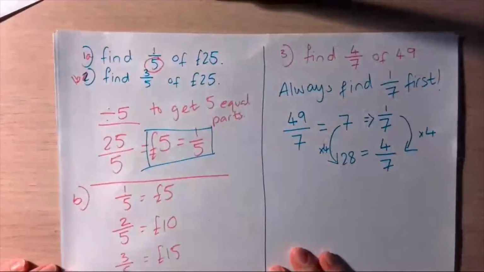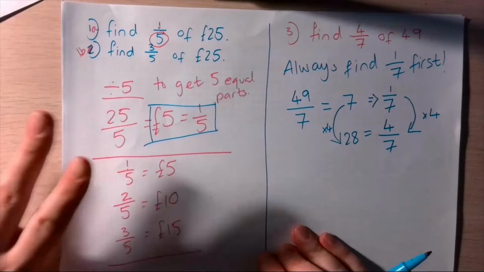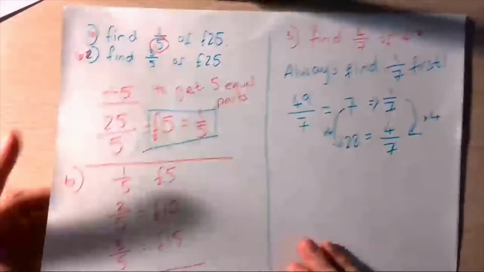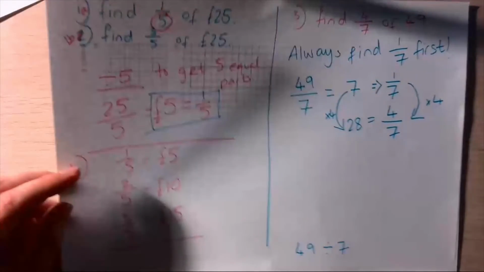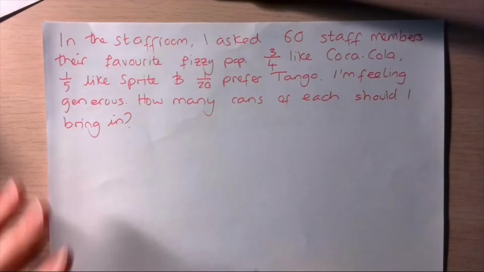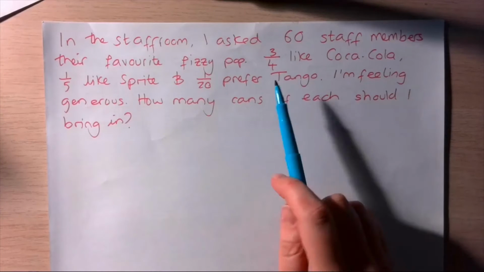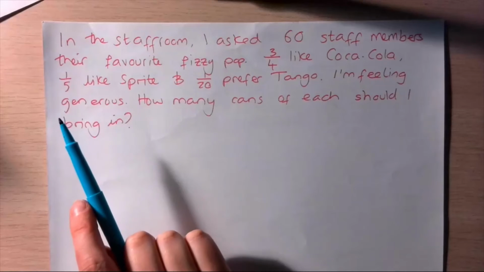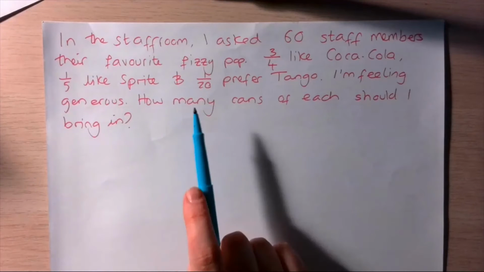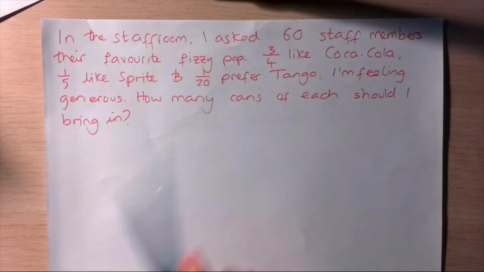Okay, so that's your basic overview of how these work with just numbers. As I go through these, I'm going to give a little bit more context, more problem solving. So here we are. In the staff room, I asked 60 members of staff for their favourite fizzy pop. 3/4 of them like Coca-Cola, a fifth like Sprite, and 1/20th prefer Tango, which is crazy, that's my favourite. I'm feeling generous. How many cans of each should I bring in?